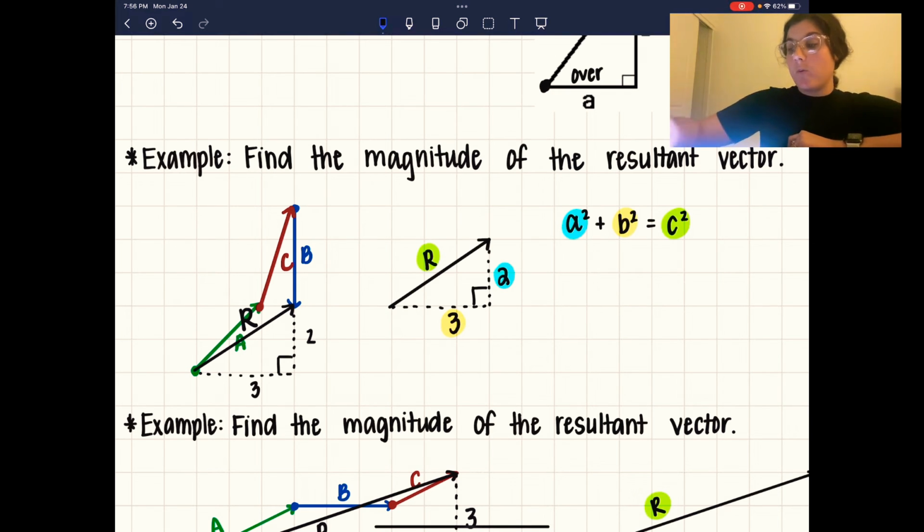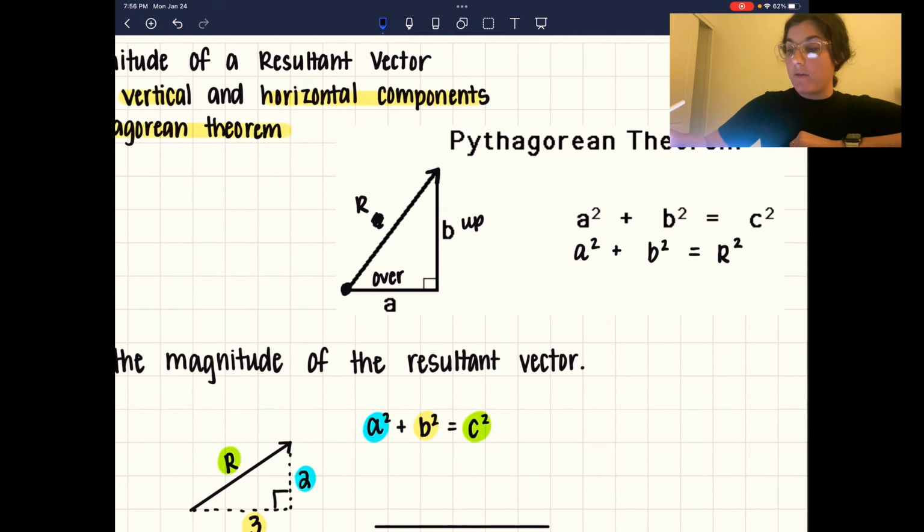Now you might be wondering, why did I plug in 2 for A and why did I plug in 3 for B, because that doesn't quite match what we have up here.